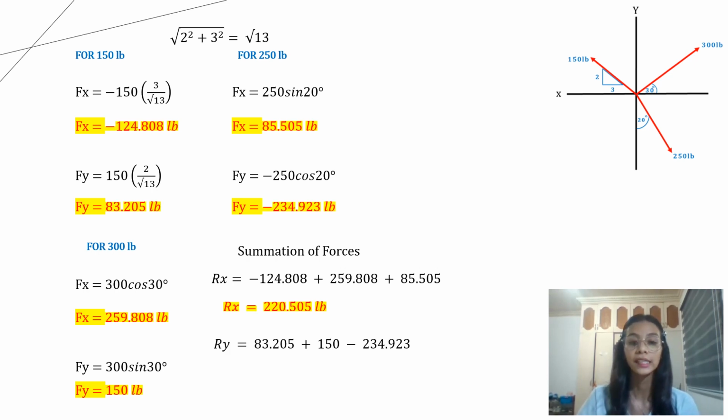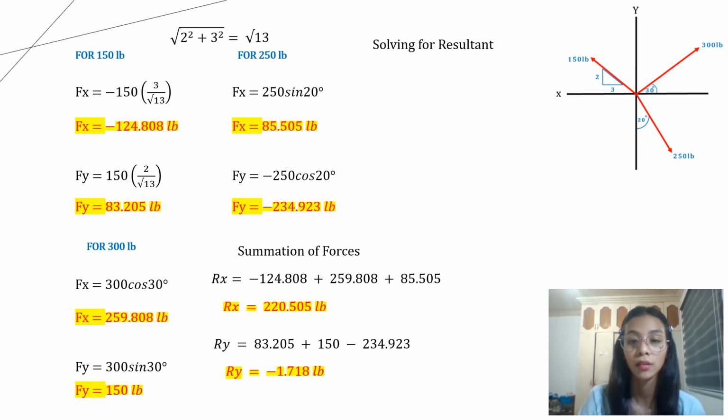And for our Ry, you have to combine all the Fy, which is 83.205 plus 150 and minus 234.923. It is minus since it is negative. So our Ry is negative 1.718.